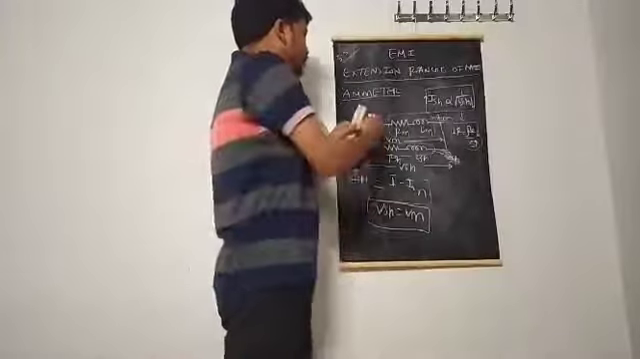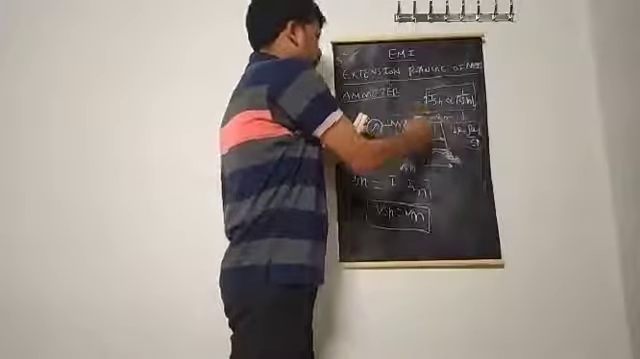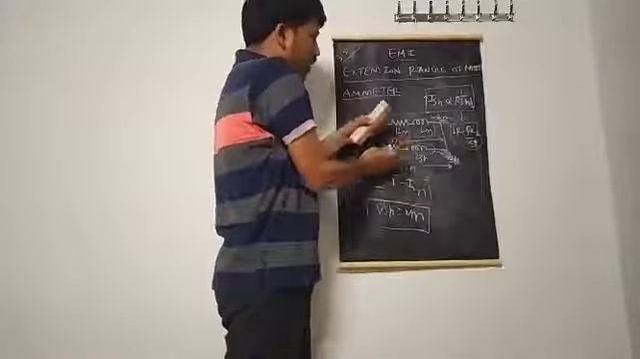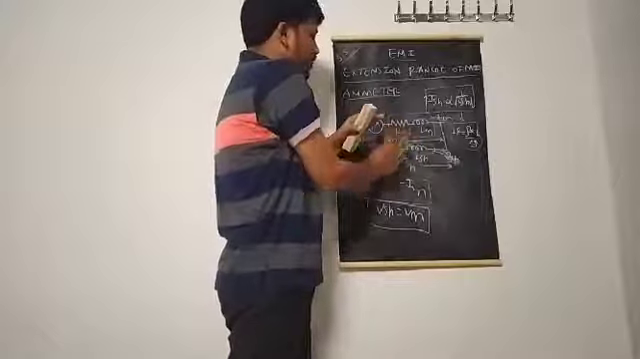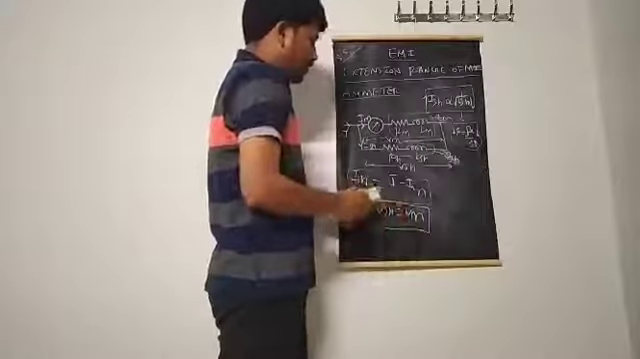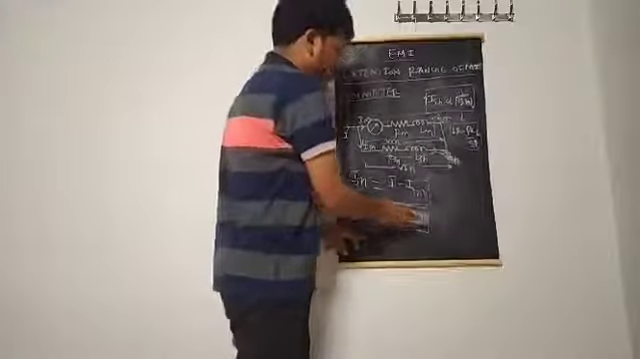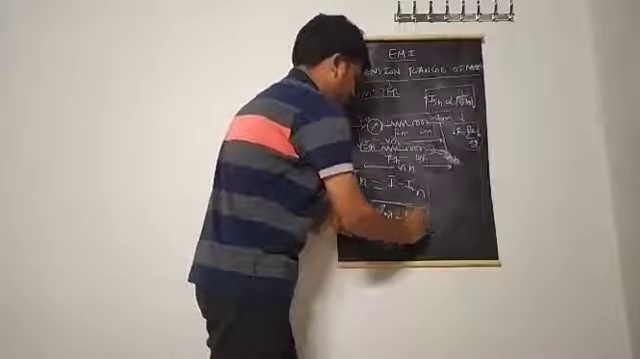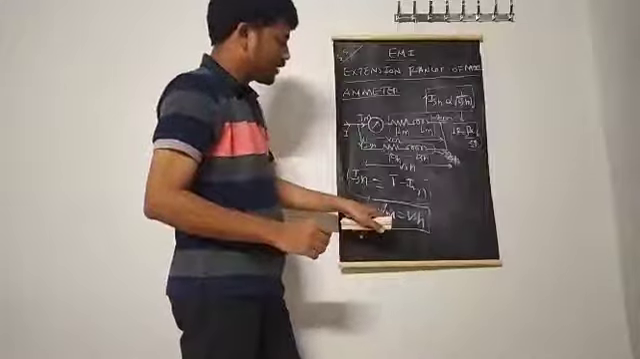Similarly, what is the current flowing in this one? IM. What is the impedance? ZM. What is the current here? ISH. What is the impedance? ZSH. Therefore, in the parallel connection, both the voltages are same. VM is equal to VSH.